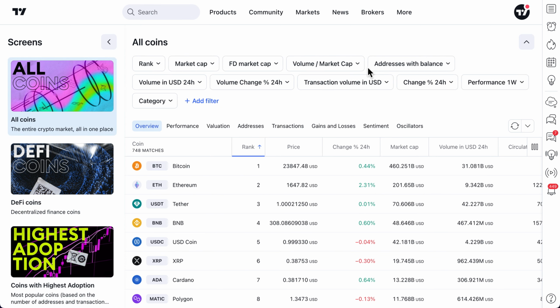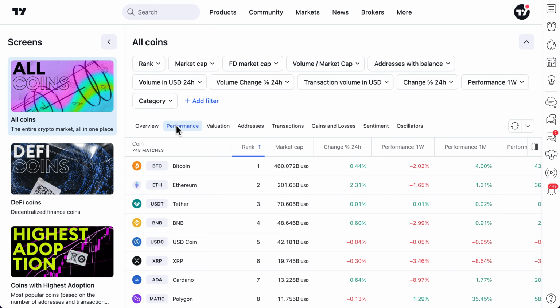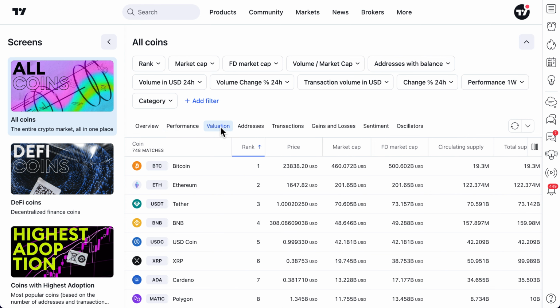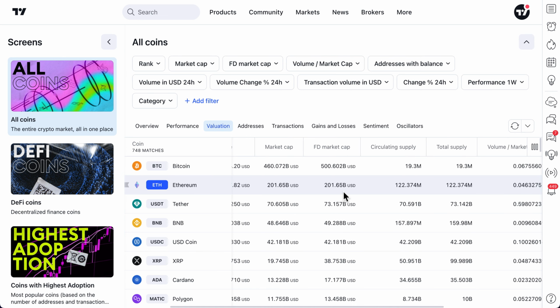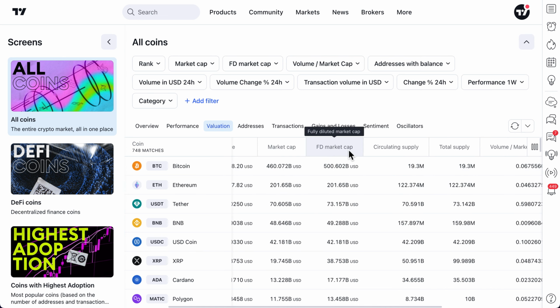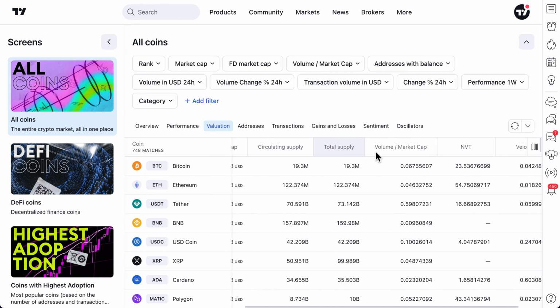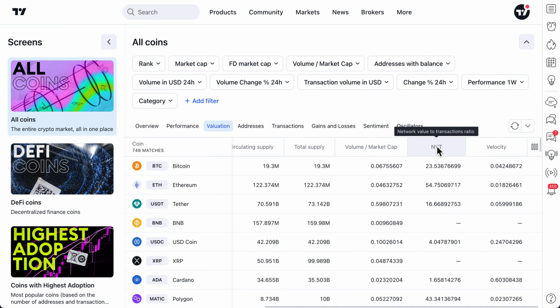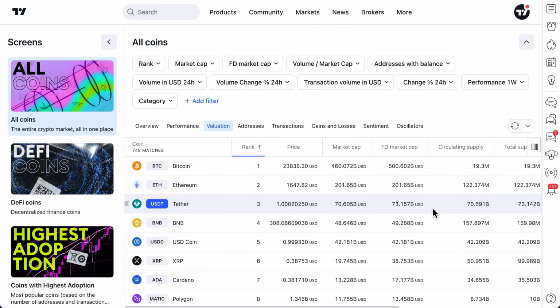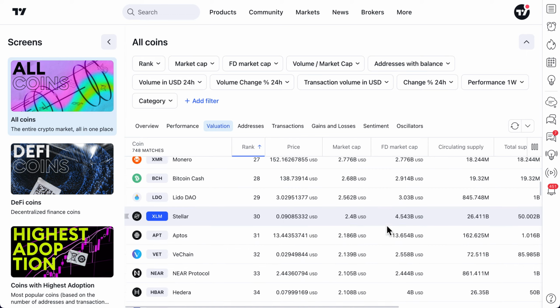And you'll also notice that our filters up here are also changing as we click through these preset lists, but we want to draw your attention to the tabs at the top here because this is where you will start to see the fundamental power of the coin screener. We're going to click valuation, and you guessed it, valuation is going to give us some insight into the actual valuation of a specific cryptocurrency. For example, its market cap, fully diluted market cap, circulating and total supply, volume divided by market cap, NVT, which is particularly important if you are researching a cryptocurrency, and that's network value to transactions ratio, and velocity as well. So you have all of these right here for you to compare, contrast, and view among 748 different cryptocurrencies.